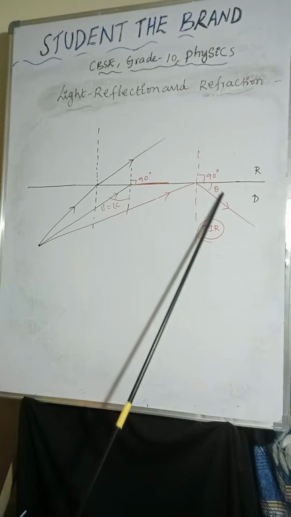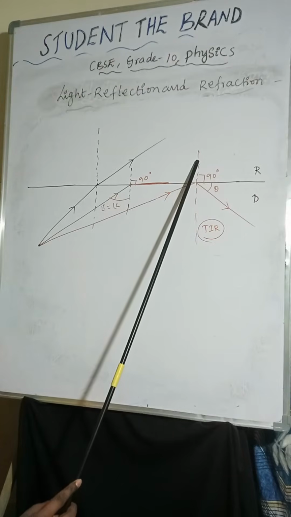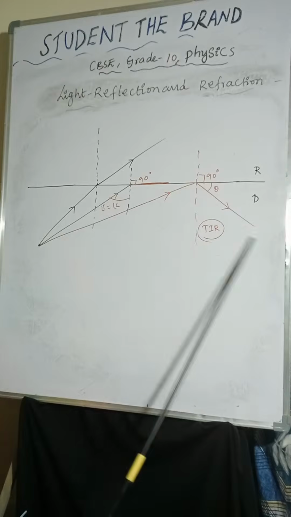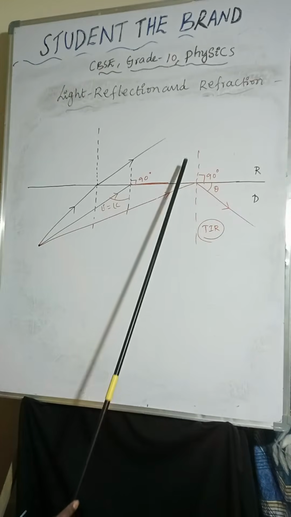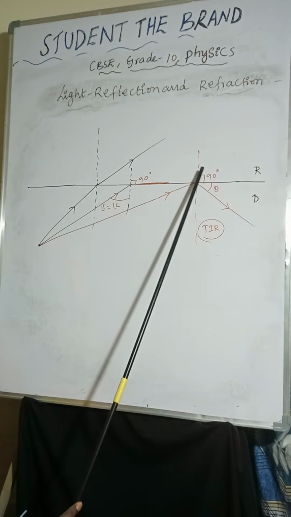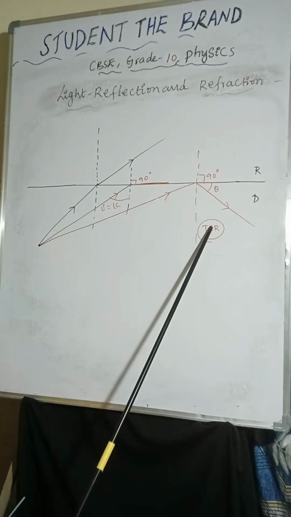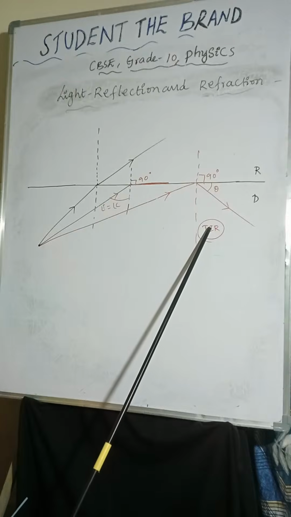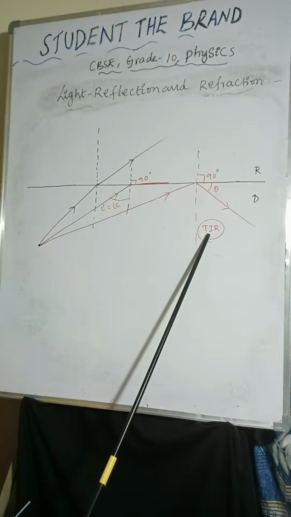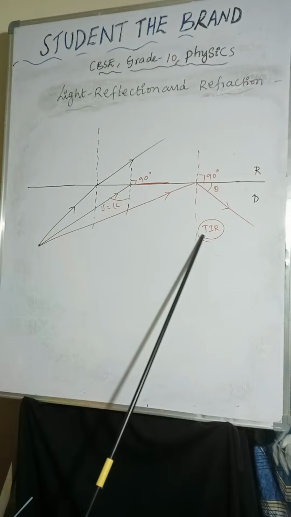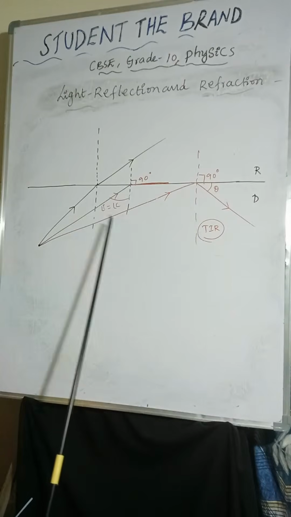So 90 plus theta, more than 90 degrees with the normal line. If it is more than 90 degrees, then it will be reflected back into the same medium. Okay, so this is total internal reflection. I hope it is very clear.